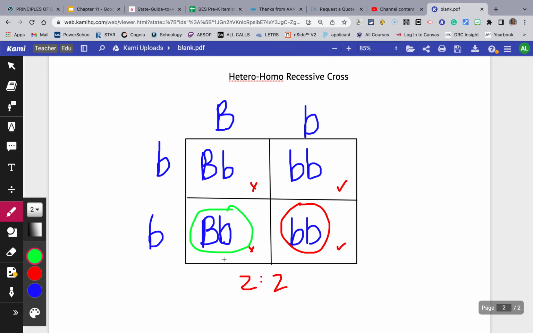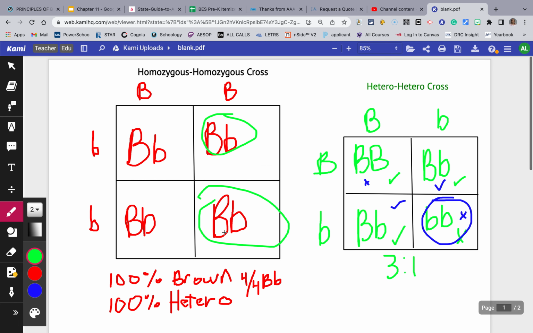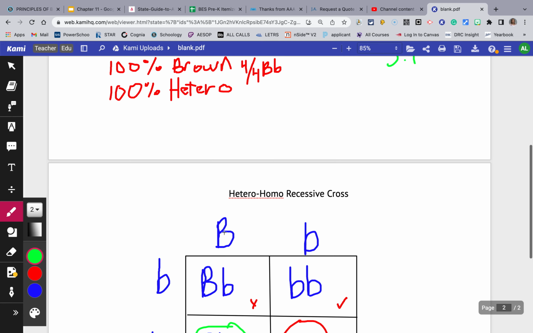I could ask you a ton of questions from all of this. I can say, from a hetero-homo recessive cross, what are the chances the child would have blue eyes? And your answer should be 50%. I could go up here and say, from a homozygous cross, what are the chances that your child would have blue eyes? And the answer would be 0. Okay. You really need to know this.